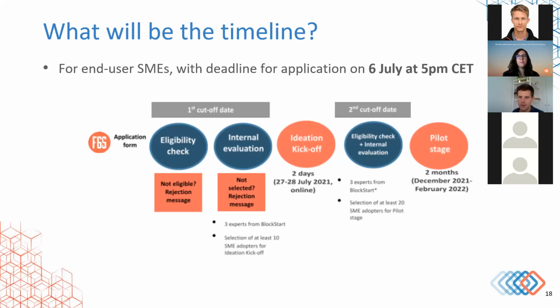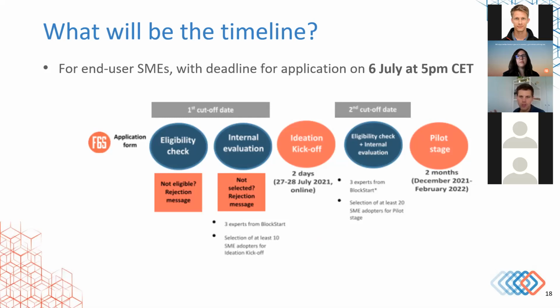Makes sense. So basically, these 20 blockchain/DLT startups will be selected at the time of kickoff, which is 27, 28 July, correct? No, on 27, 28 of July, from the 20 startups, we will select at least 10 startups that will move to prototype stage.